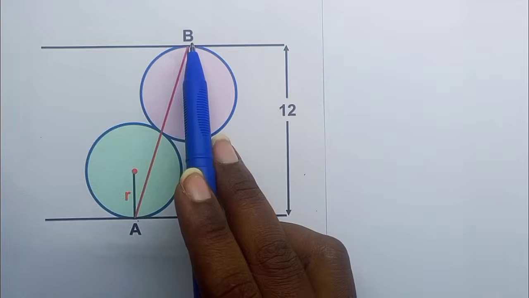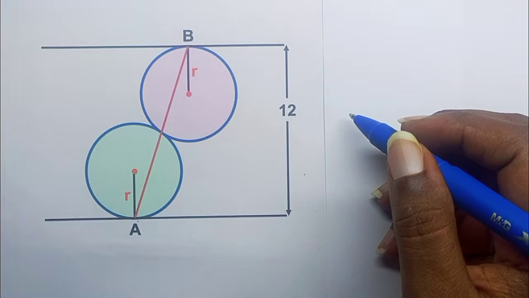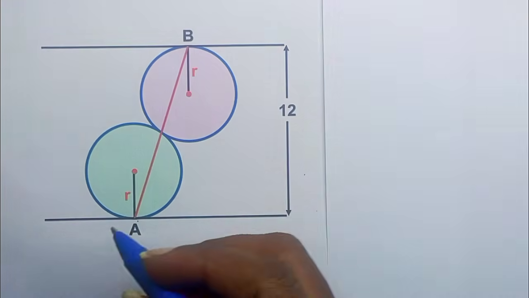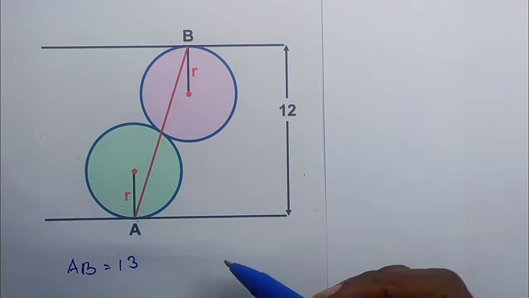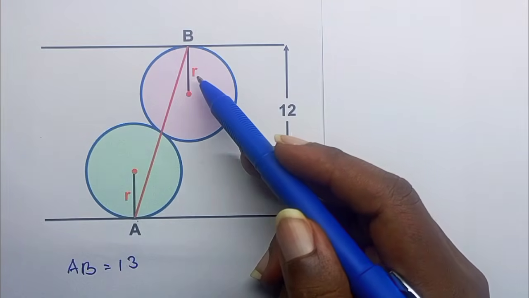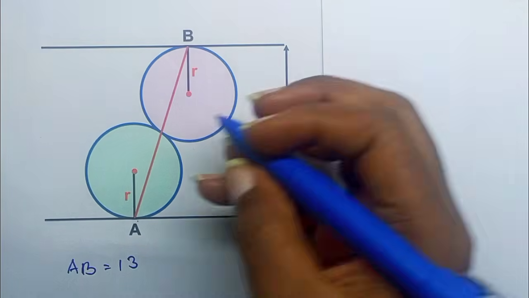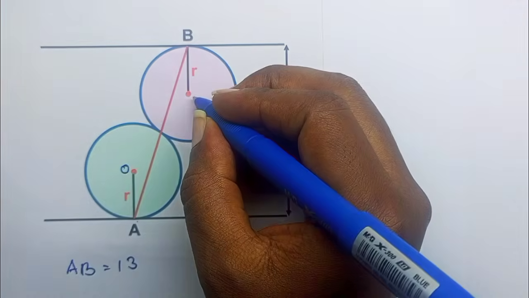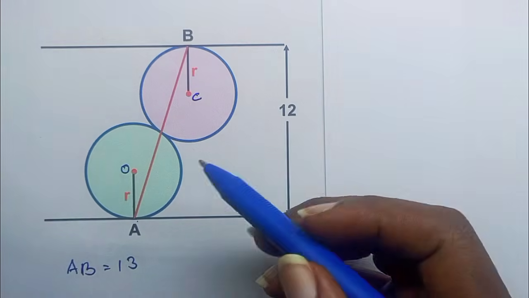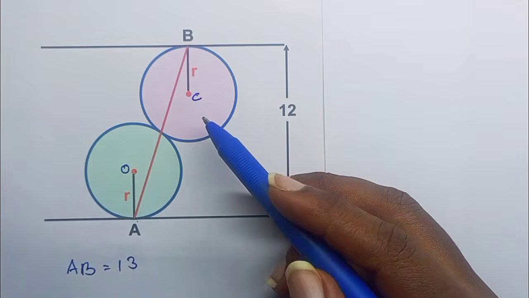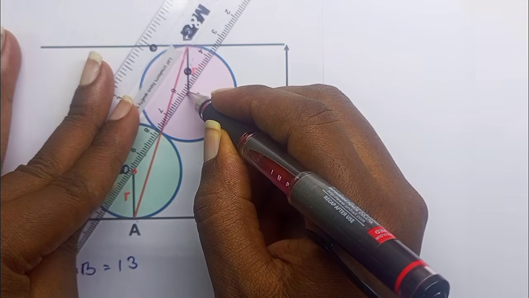So they're telling us to find the length AB. Okay. We've been given length AB as 13. AB is 13 and they want us to find the radius r. So let's let the center of this one be O and let this center be C. Let's join center O to center C. So we join the two centers.